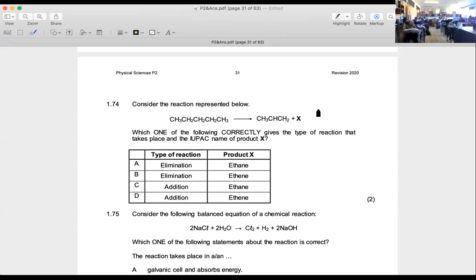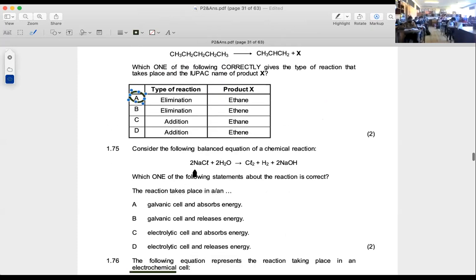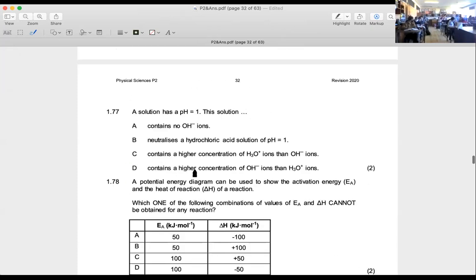Okay, so if it's C2H6, what is C2H6? Is it ethane or ethene? C2H6. Who says it's ethane? Hands up. Yay! Someone knows that. If it was ethene, it would be C2H4, CnH2n, if you like. Okay, so it's A, 174.